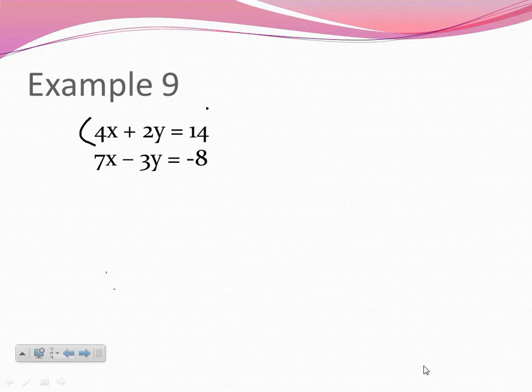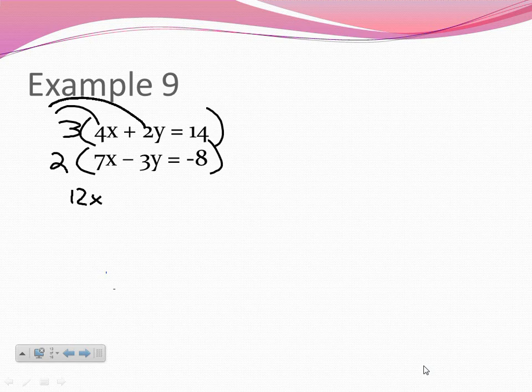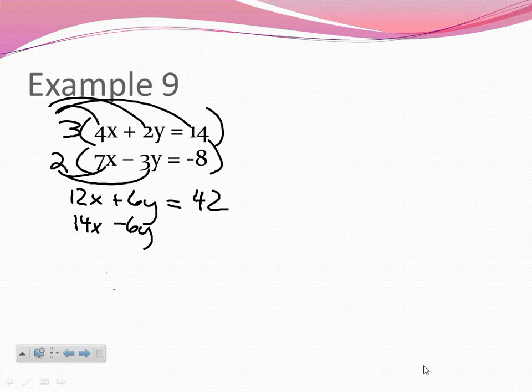All right, so we're going to times the top by 3 and the bottom by 2. So in the top equation, I'm going to have 12x plus 6y equals 42. Any questions on what I did? The bottom, I'm going to times by 2. This is going to make 14x minus 6y. Aha! Why do I say aha in a silly little voice? Because now I have opposites, and that's your goal, okay? And then 2 times negative 8 is negative 16. Now you have 2 brand new equations that you can work with, okay?